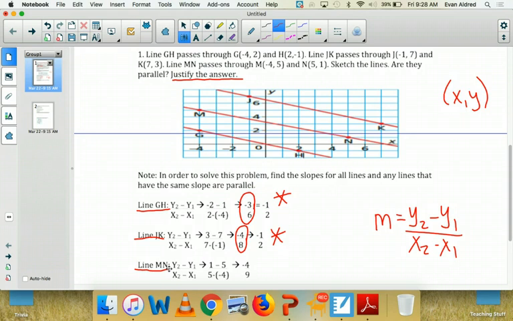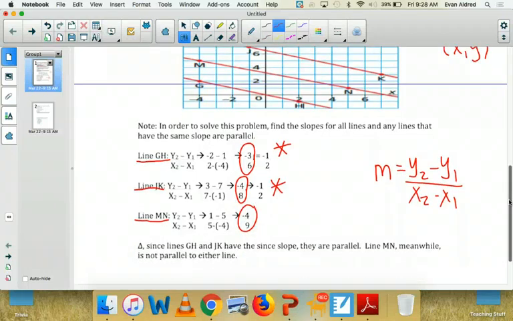Now let's take a look at MN. When we take a look at MN, we get negative 4 over 9. Now this is really, really close to being negative 1/2. It's almost there, but it's not quite. Since it's not exactly negative 1/2, it is not parallel with the other two lines. If you stretch this over a big enough plane, it will eventually touch the other lines.